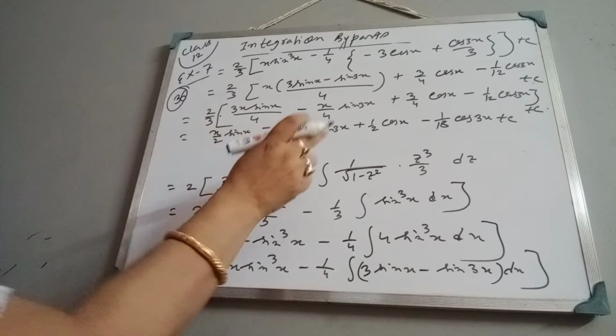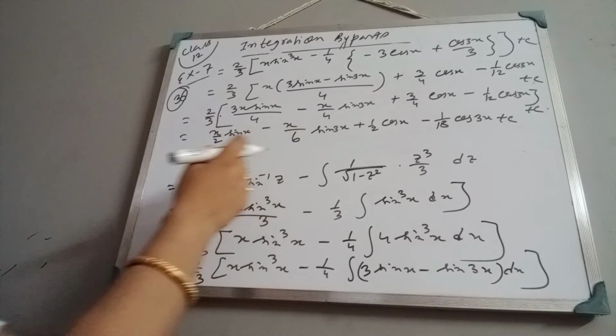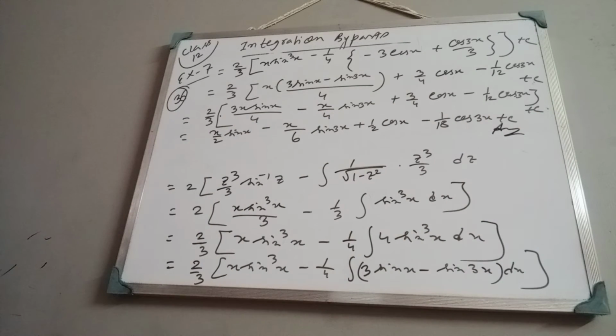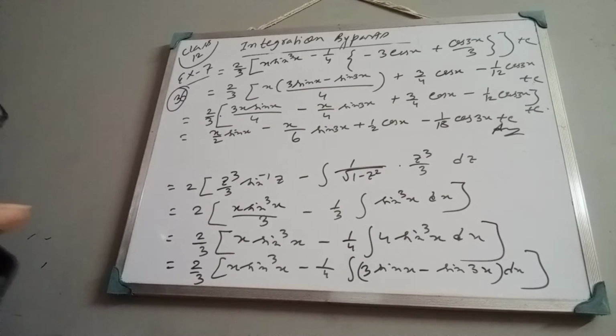You can keep up to this only. X by 2 sin x plus half cos x minus x. Anything we can write. So this is the answer. Okay, so let me rub the board first, then I will explain that one.